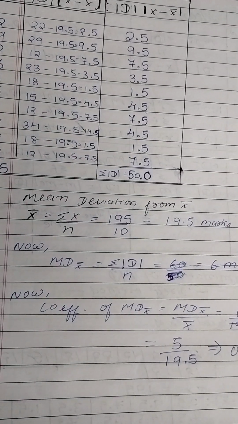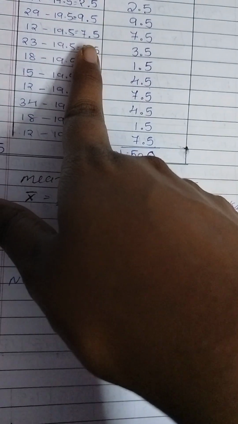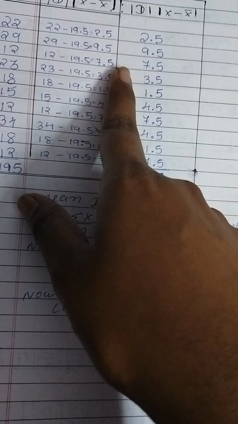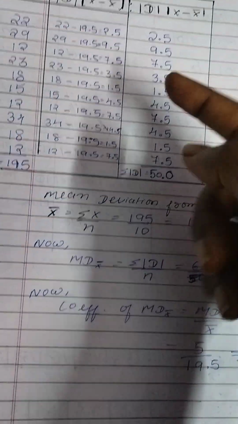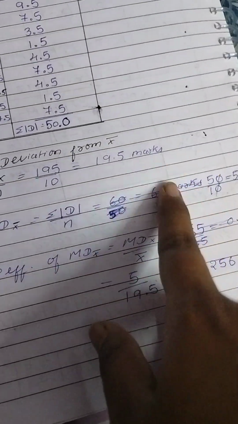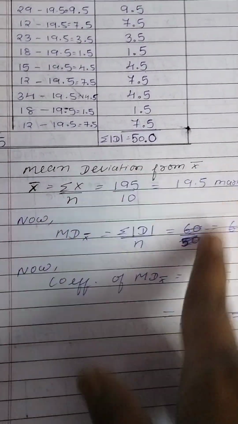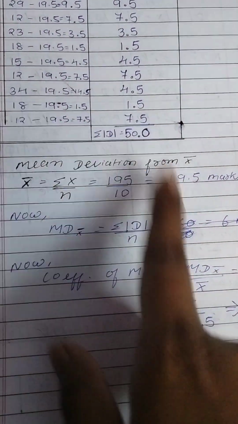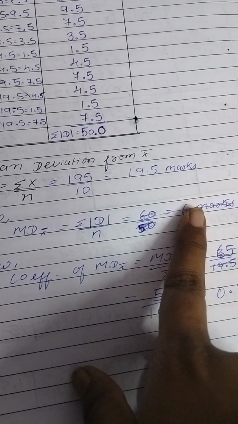Even in some questions, like 12 minus 19.5, the result should be negative because this value is smaller, but the negative is omitted. Why is it omitted? Because in the modulus all the signs are ignored. So the summation value of all deviations is written here, divided by the number of observations, and then we get 5 marks. So this is the mean deviation. Now, to calculate the coefficient of the mean deviation, we need the value of the mean deviation and the mean.